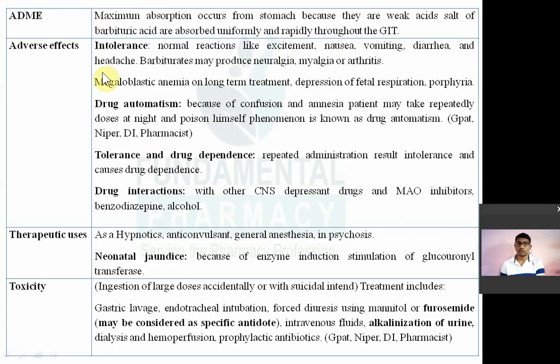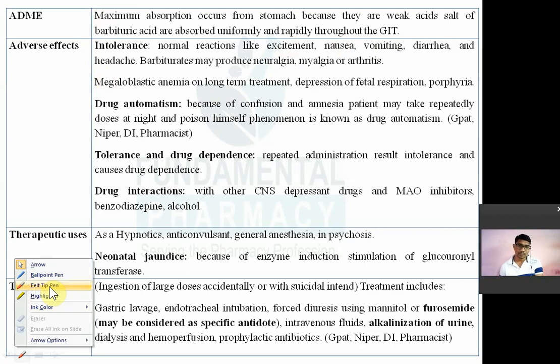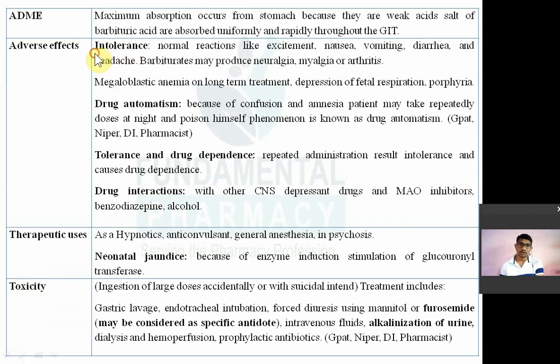Remember, what are the different adverse effects of barbiturates? First one is intolerance. Your body will not tolerate the barbiturates, so there are reactions like excitement, nausea, vomiting, diarrhea, headache. Barbiturates may produce neuralgia, which means nerve pain, myalgia, which means muscle pain, and arthritis. So your body will reject barbiturates most of the time. That is nothing but intolerance.